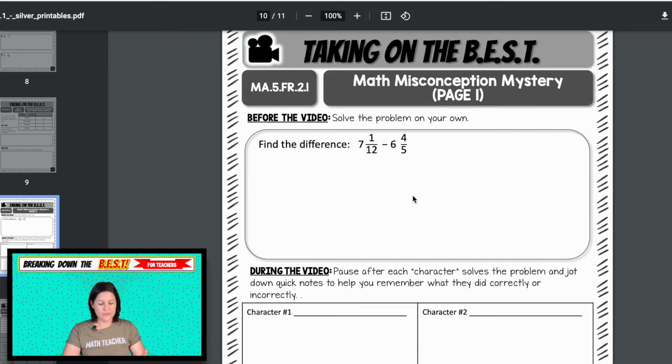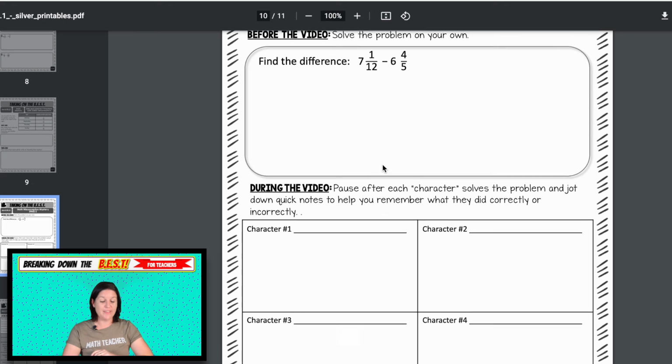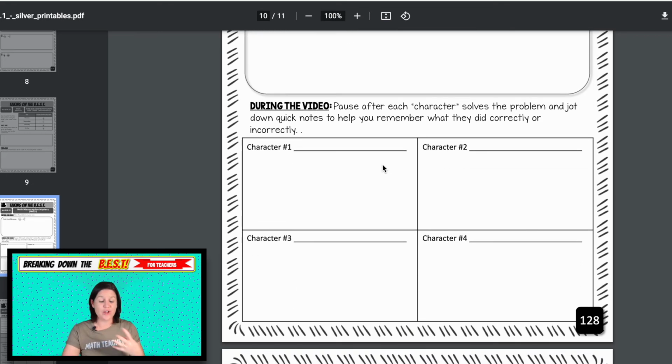So here's what we'll do. The students will pause the video to solve this problem either on their own or with a small group. And you can see here we're subtracting with fractions, or we'll have to rewrite both fractions to generate an equivalent fraction with the same denominator. And we'll also have to regroup a fraction there, but students will solve that. And then they will watch as 4 characters also solve that problem. Now those characters are just me dressed up in silly costumes.